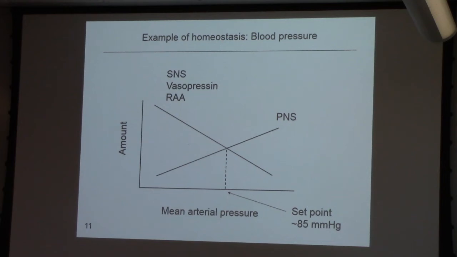Yes? So does ANP go with PNS? Yes. ANP, atrial natriuretic peptide, would go with PNS. All right, so, questions about cardiovascular and renal control of blood pressure.